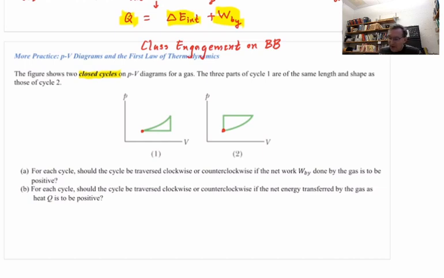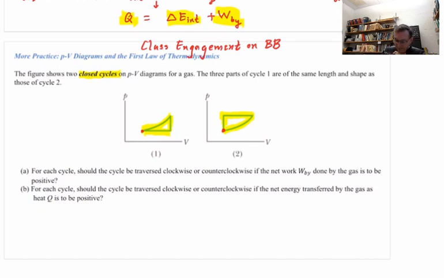The 3 parts of cycle 1 are the same length and shape as those in cycle 2. In other words, that curved part right there and that curved part right there are exactly the same. That horizontal part there and that horizontal part there, exactly the same. That vertical part and that vertical part, exactly the same in those 2 diagrams. Here's the first question.